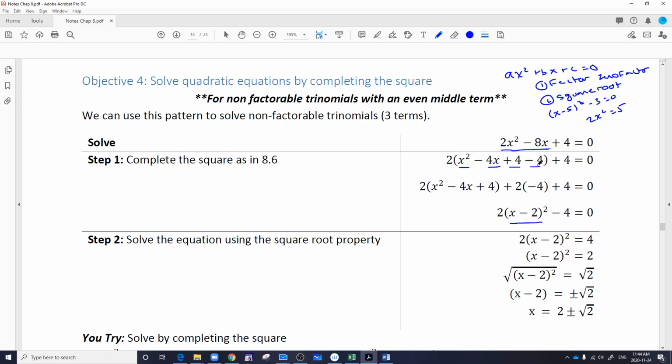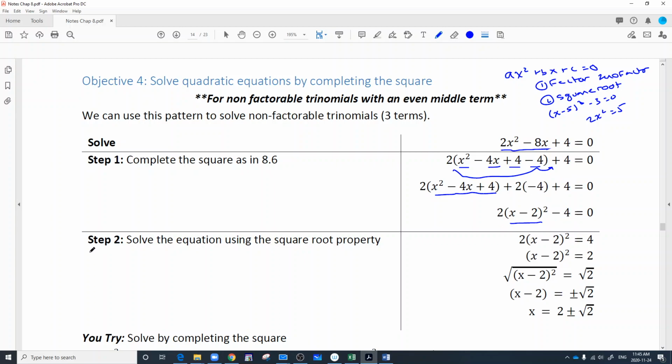But I don't want the negative 4. That's not part of my perfect square. So to take it out, you're going to multiply it by the 2 in front. So I'm left with 2 times (x squared minus 4x plus 4) plus 2 times that negative 4, taking it out of the bracket, plus the 4. That leaves me with 2 times, now I'm going to complete the square with this guy, so it's (x minus 2) all squared, and then I'm going to collect like terms. I've got negative 8 plus 4 is negative 4.